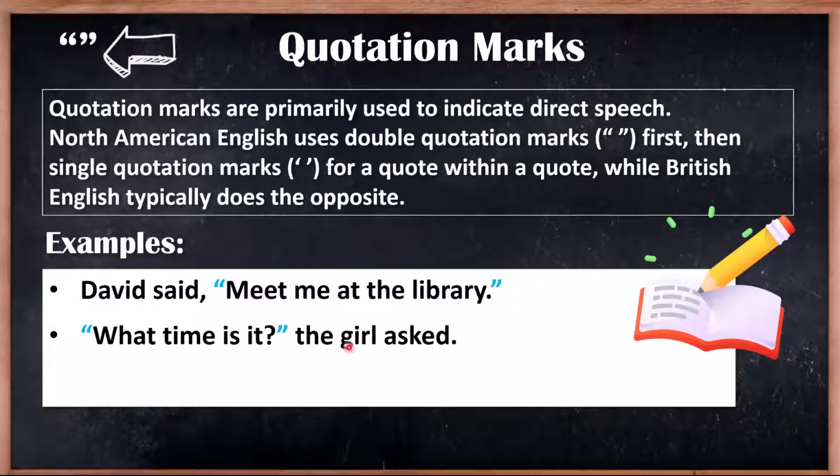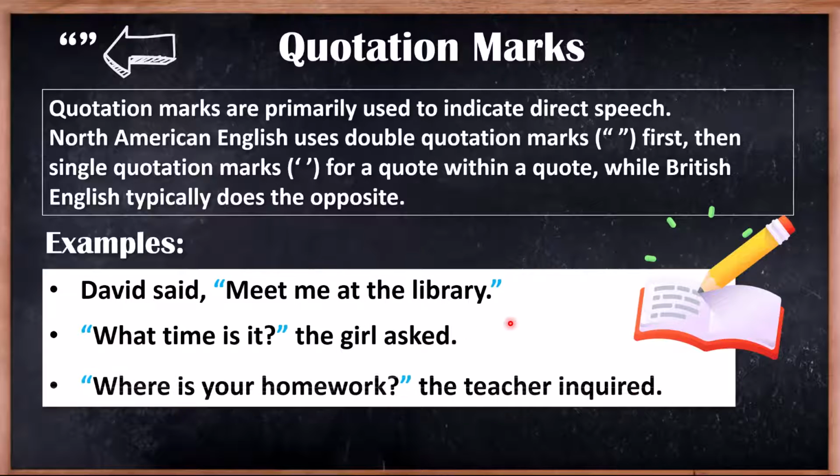Another example, "What time is it?" the girl asked. Again, this is a direct quote from the girl. This is exactly what she is asking. "Where is your homework?" the teacher inquired. There are some other rules with quotation marks. Again, you can check out my video on that, which I've linked you to in the description below.